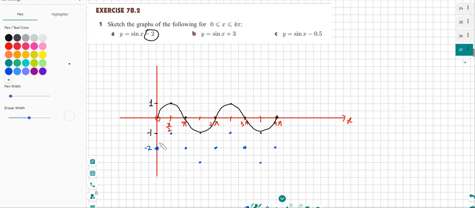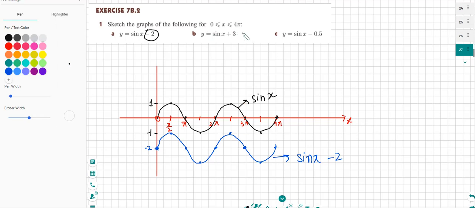Clear? So we can just complete the graph. We have basically shifted the above graph 2 steps down. Clear? So this is the sine x minus 2, and this black one is sine x. Clear?